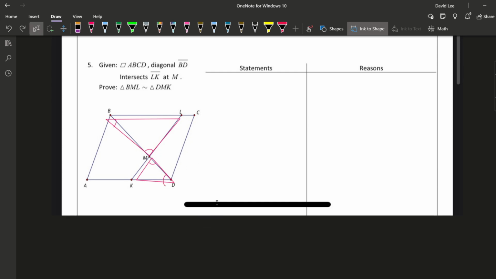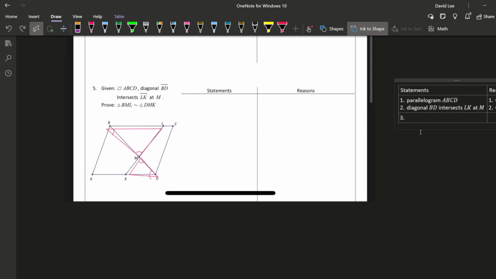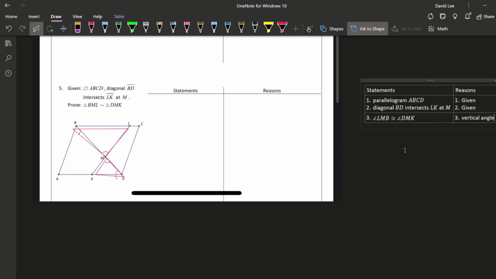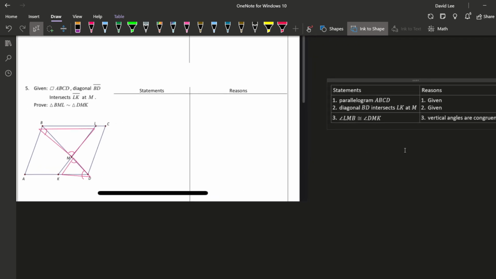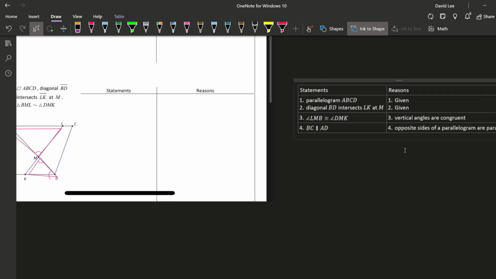So yeah, let's write this out. So I can say, I'll do the vertical ones first. Angle LMB is congruent to angle DMK because vertical angles are congruent. And then I can say, I have to state that the lines, opposite sides are parallel. So we can say BC is parallel to AD because opposite sides of a parallelogram are parallel.